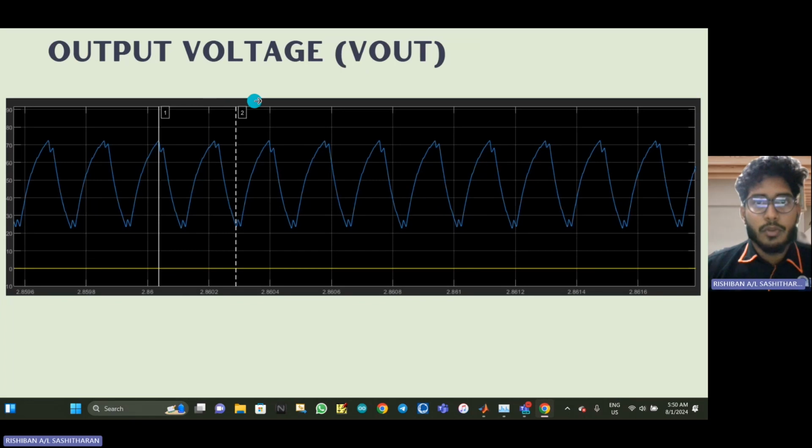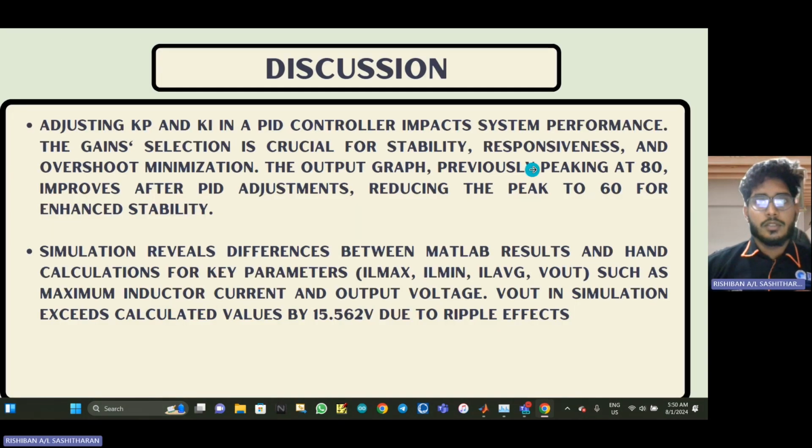So this is the output voltage that we get. It's also the same thing. You have the maximum, you have the minimum, and you can do the same procedure to find the average output voltage, which is the same thing. So let's move on to the discussion.